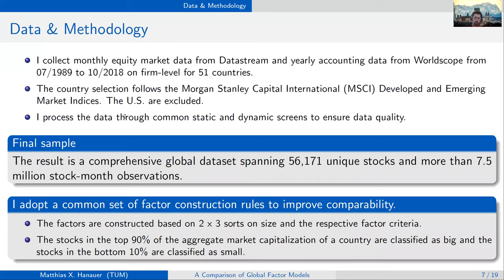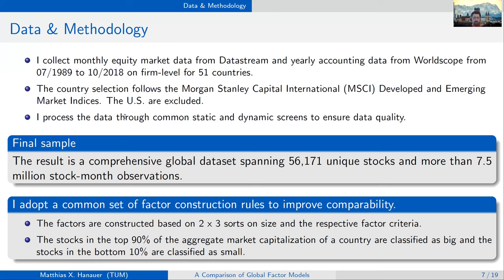But I also do not want microcaps to influence my results. Therefore, I usually apply value weighting. And to make all these factors and models that I investigate comparable, I use the standard 2x3 sorts on size and the respective factor criteria. So big stocks are those stocks in a country that cumulatively make up 90% of the market cap. And the remaining 10% are small stocks.